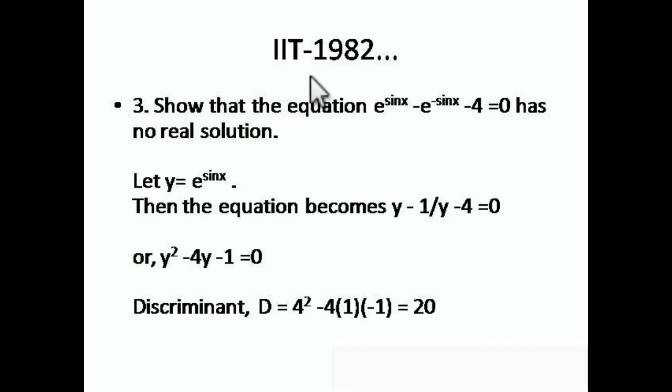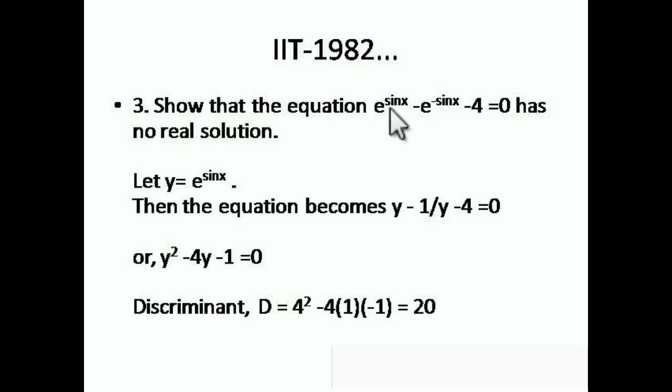This question was asked in IIT 1982. Since it is a very old question, but it is tricky, and the basics are needed to solve it. Show that the equation e raised to sin x minus e raised to minus sin x minus 4 has no real solution. So we have to show that this has no real solution. How are we going to solve this?